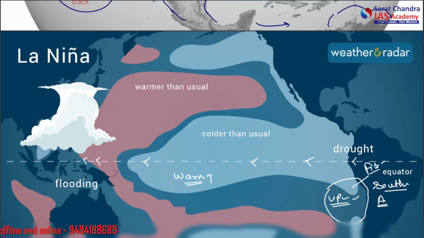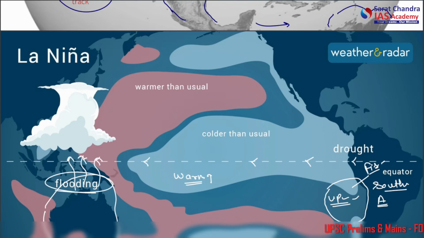However, on this side, near Australia and Southeast Asia, flooding takes place, because excess moisture is coming here. On this side, the excess warm water is coming here. So there is an increment in the rain events near India, Australia, and Southeast Asia. So this is what happens in the La Nina phase.